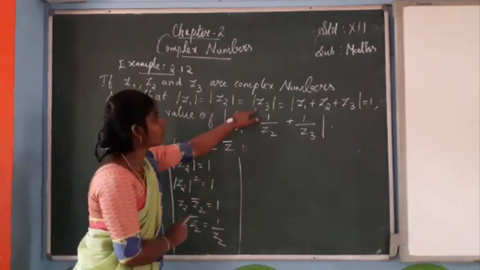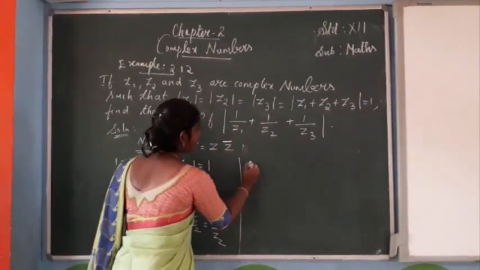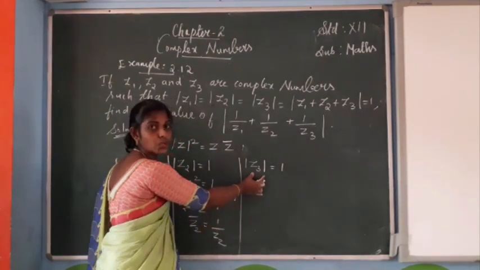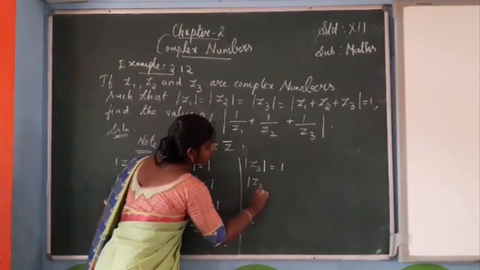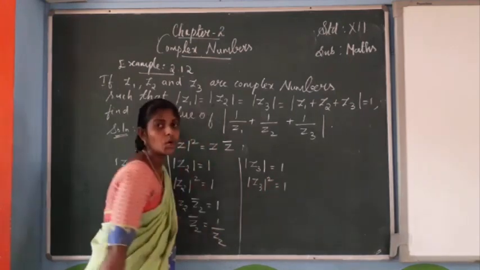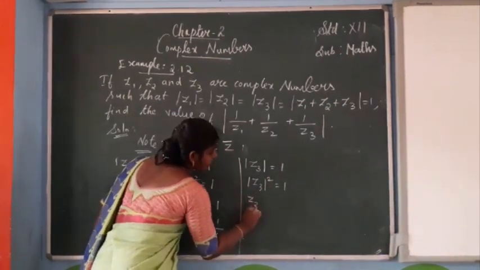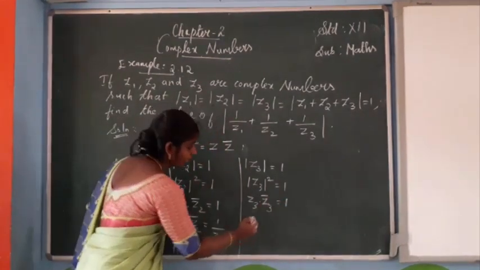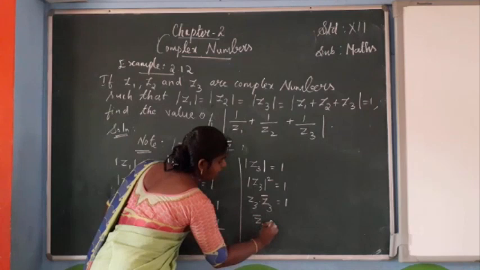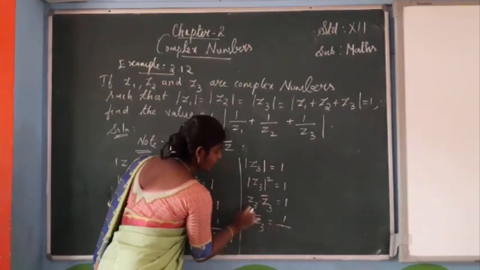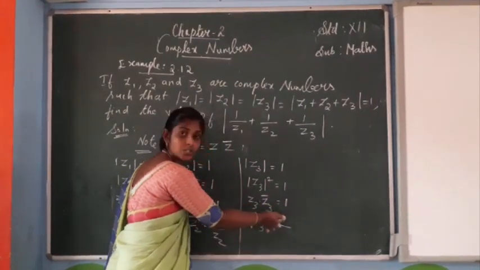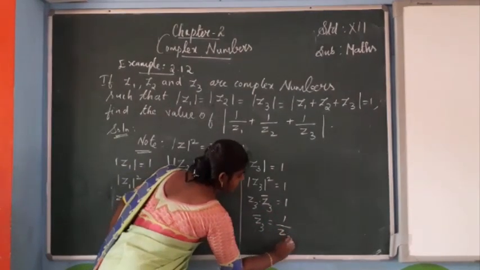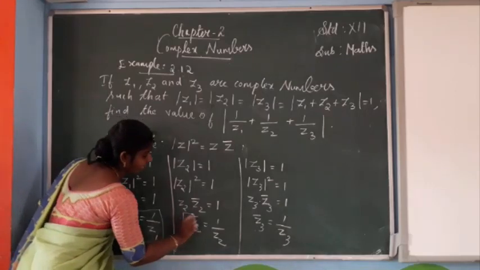Next we take modulus Z3 is equal to 1. Then you have to square this term. So modulus Z3 the whole square is equal to 1. So Z3 into Z3 bar is equal to 1. We can write Z3 bar is equal to 1 by Z3. When it goes to the other side, multiplication becomes division.